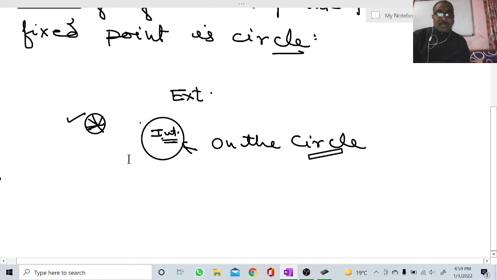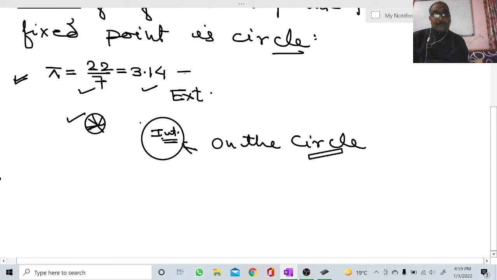We have studied about circle. We have known a constant value, that is pi. Do you remember what is pi? You all have learnt pi is equal to 22 by 7. This is the value what you have used to find the area of the circle, to find circumference of the circle. So the definition of pi is it is the ratio of circumference of the circle divided by diameter.